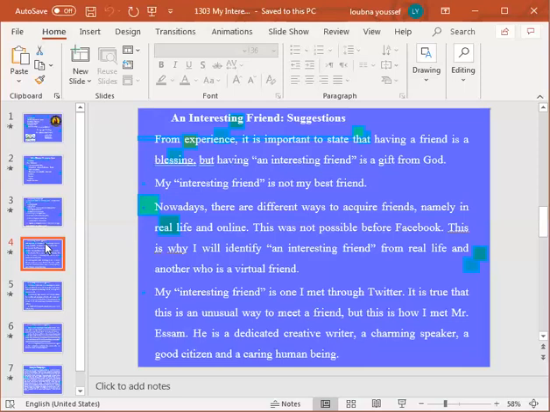Now, what is the writer going to do in the rest of the paragraph? The writer is going to provide evidence of how Mr. Rassam is a dedicated creative writer, support that Mr. Rassam is a charming speaker, evidence and analysis that Mr. Rassam is a good citizen, and evidence and support that this interesting friend is a caring human being.